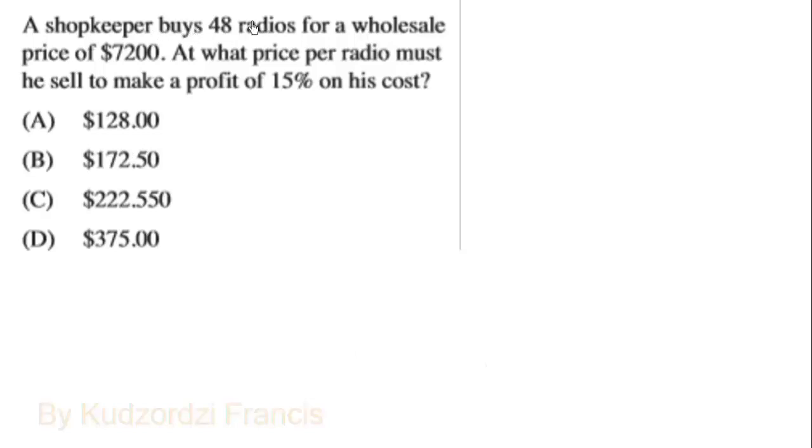A shopkeeper buys 48 radios for a wholesale price of 7,200. At what price per radio must he sell to make a profit of 15% on his cost? So we are going to apply the shortcut method here, the one that I was talking about in the previous example. So we just add 15% to 100%, and that will give us 115%.